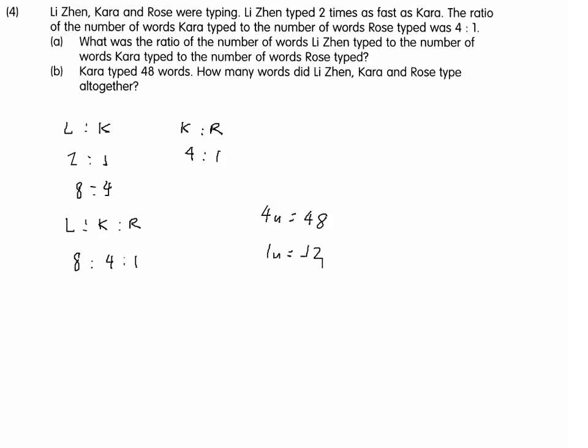Okay, now they are asking how many words did Li Zhen, Kara and Rose type all together. So how many units am I looking at, Sky? Which is? 13 units. You just need 8 plus 4 plus 1. 13 units. So 12 multiplied by 13, what do I get? 156. So 156 words. Okay, so 156 words. Next.